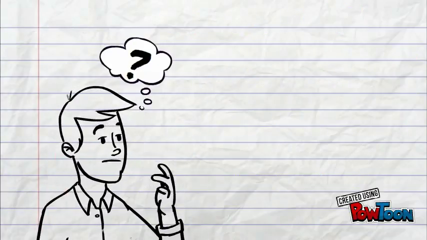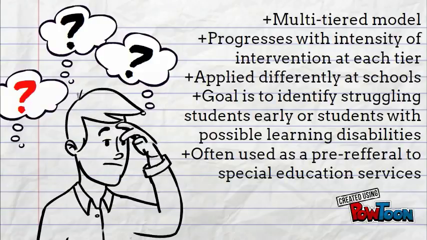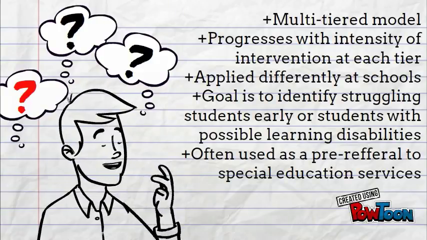RTI still got you wondering? Basically, it's a multi-tiered model that progresses with intensity at each tier. Its goal is to identify struggling students early or students with learning disabilities for intervention. It is also used as a pre-referral for special education services.